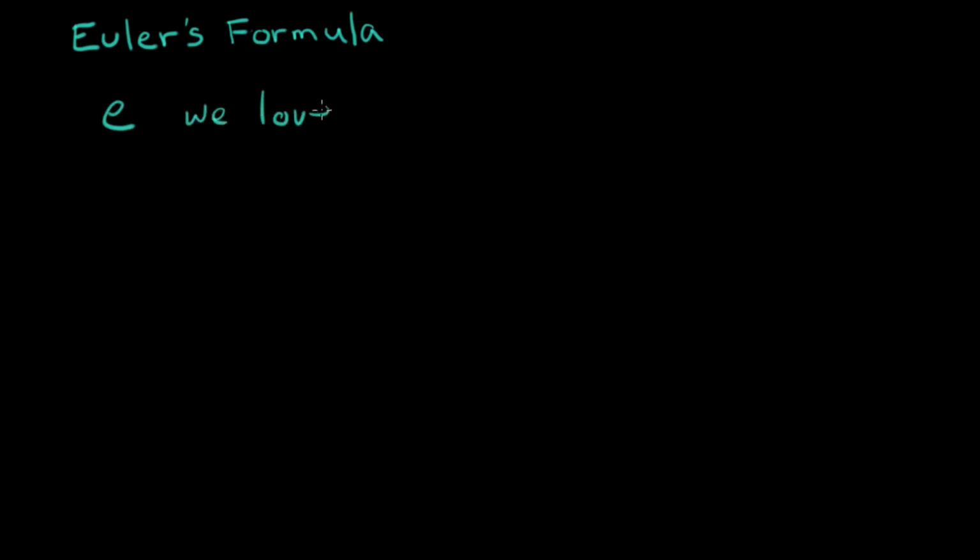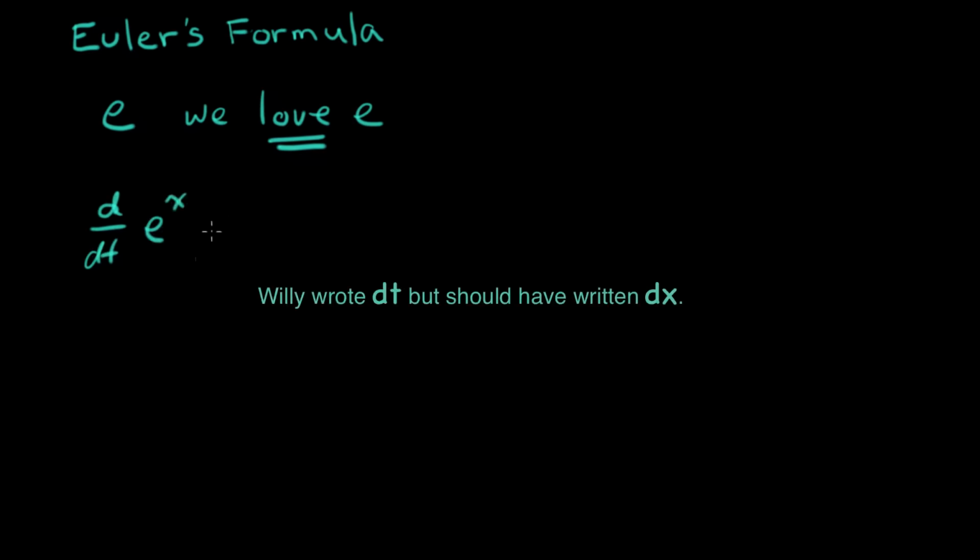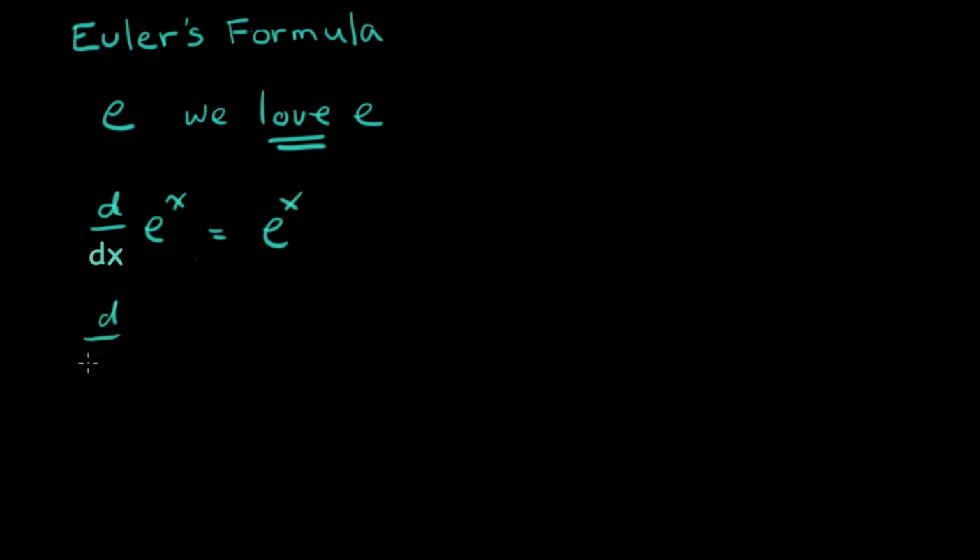We love e. And I'll underline that twice. Now the reason is because when we take a derivative of e, d/dt of e to the x equals e to the x. And d/dt of e to the ax, where a is anything, equals a e to the ax. And so the property is that when you take a derivative of the function, the same function comes out. Or a scaled version of the same function comes out.